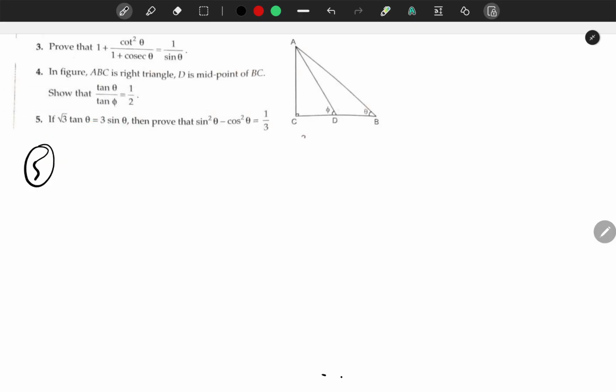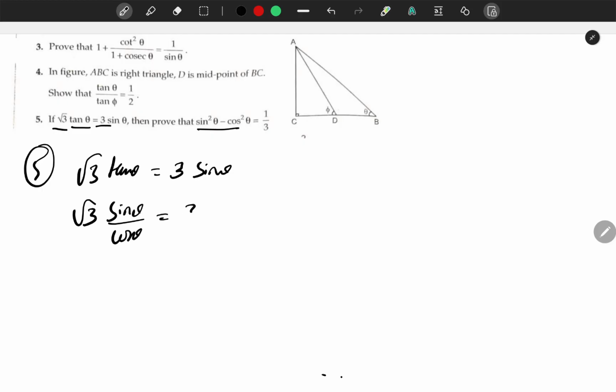Next question, fifth one. Root 3 tan theta is equal to 3 sin theta. Prove that sin square minus cos square is 1 by 3. Let us write this tan theta as sin theta by cos theta, so root 3 sin theta by cos theta is equal to 3 sin theta. One of the root 3 gets cancelled, remaining is root 3. Sin gets cancelled. So 1 by cos theta is equal to root 3, or cos theta is equal to 1 by root 3.